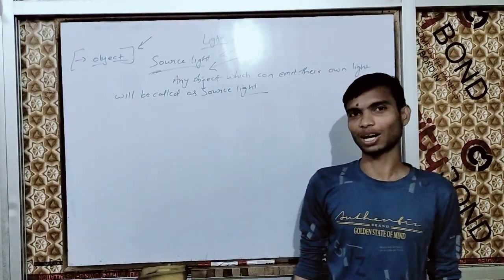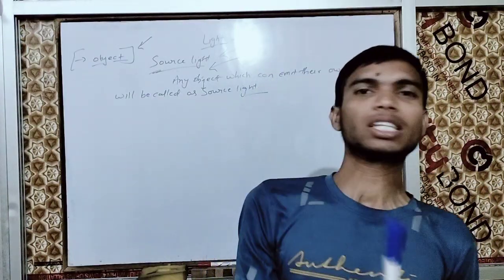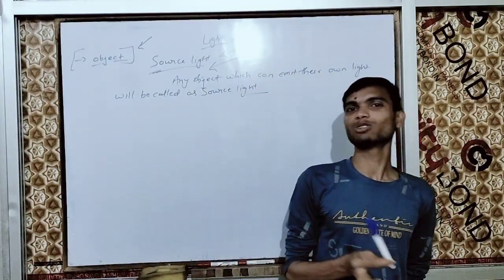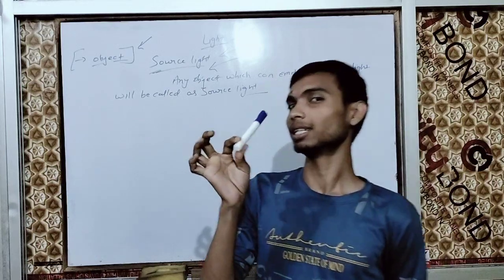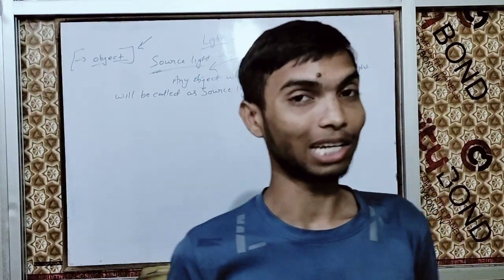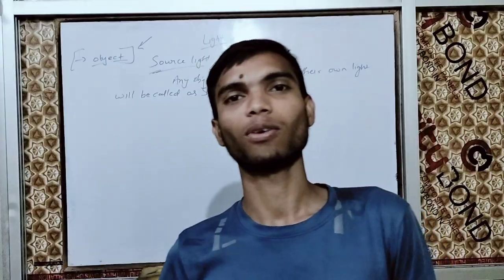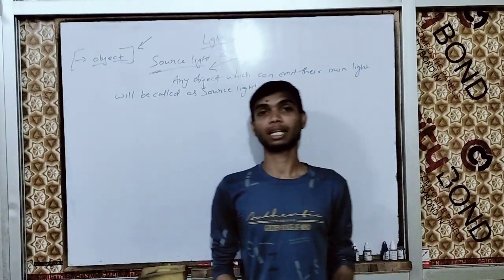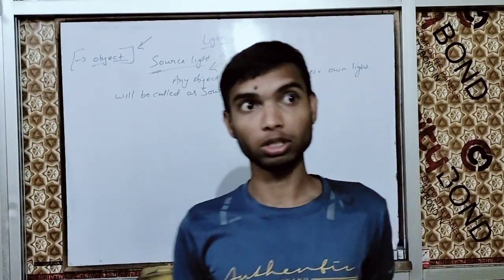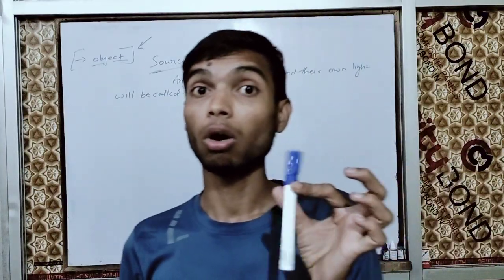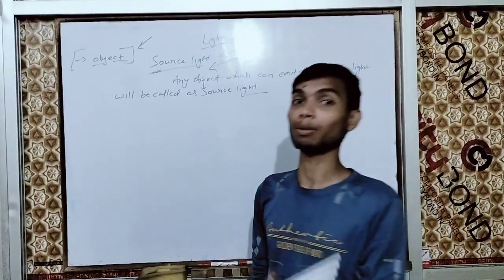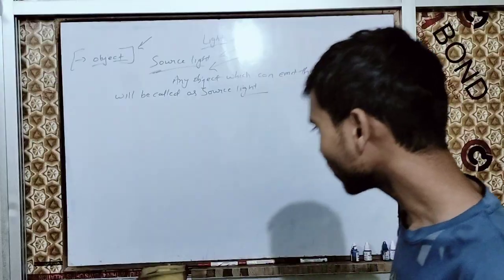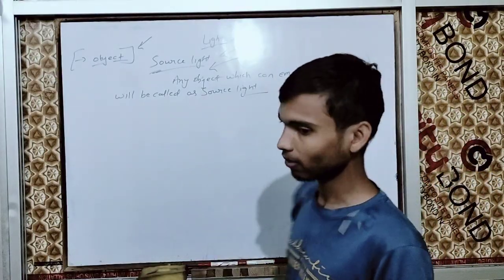Now, as you know, this is a marker. It is an object. The name of this object is marker. Can you say it is a source of light? No. All of you would say that it is not a source of light because it does not emit its own light, because it does not have light. Now, what if I take a bulb?